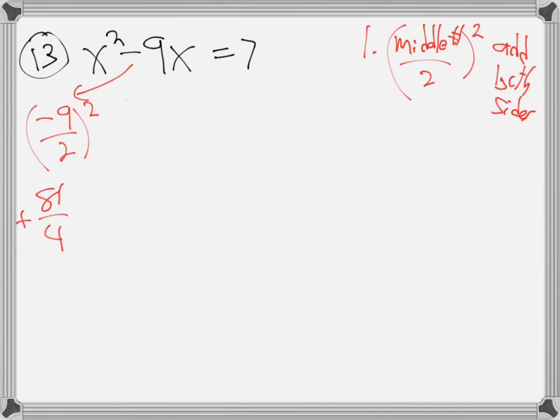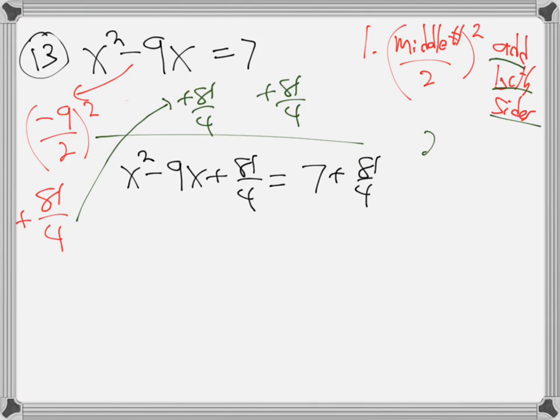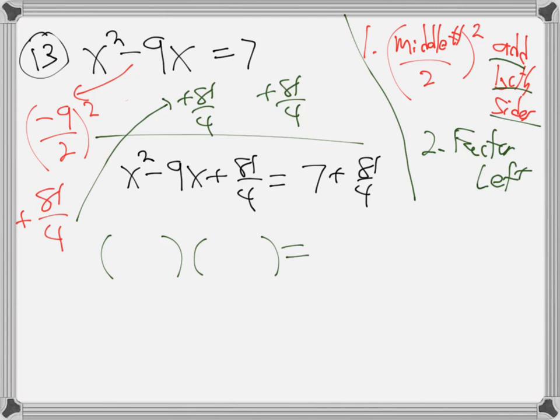Okay. And what do you do with it? Add to both sides. So bring it back here. Add 81/4 to both sides, huh? So then what do we have? We have x squared minus 9x plus 81/4 is 7 plus 81/4. So now the left side is guaranteed. Step 2, factor the left side. The left side is guaranteed to factor.